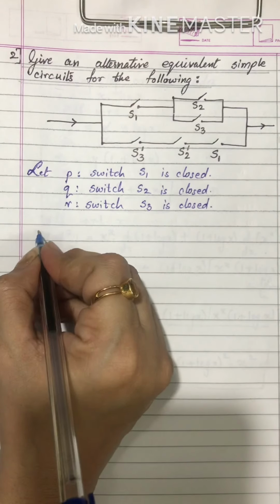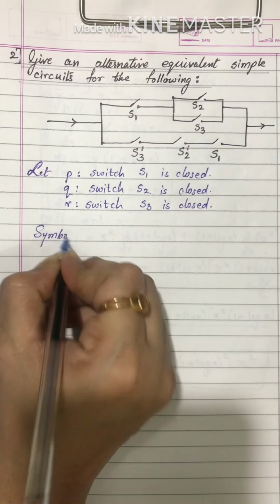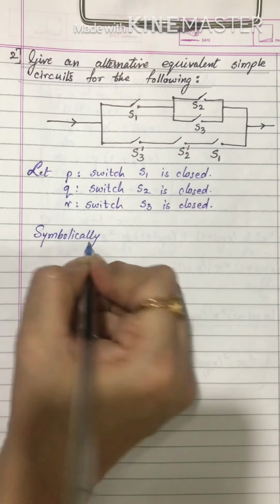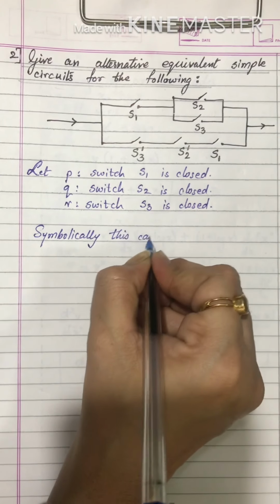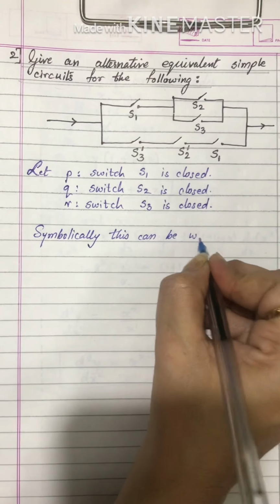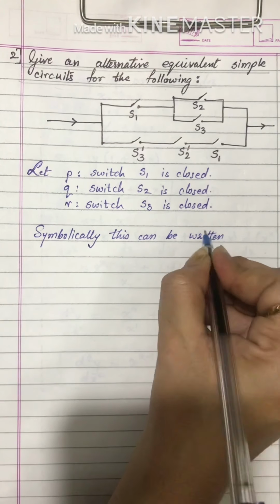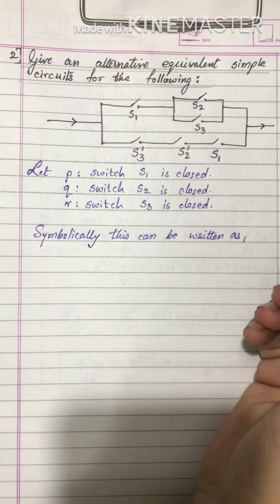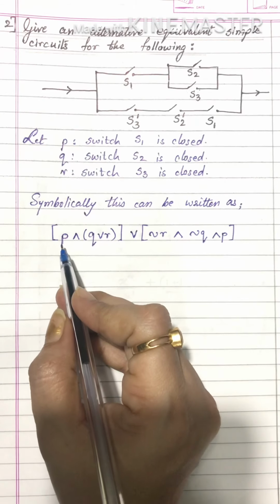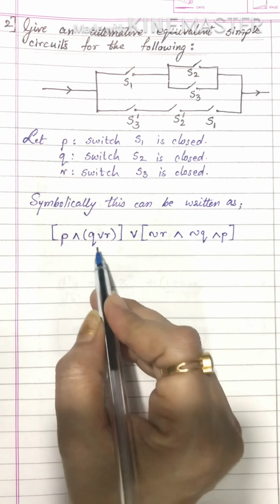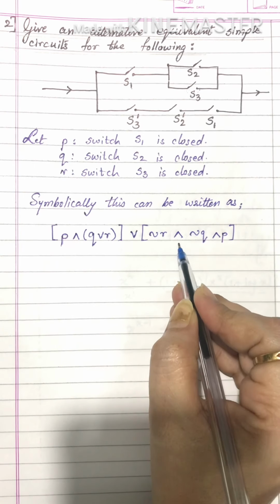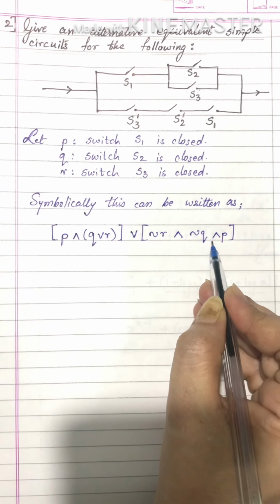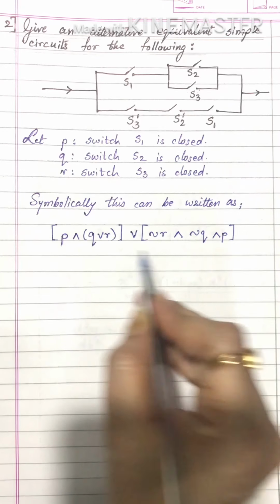Fine. Next we write symbolically, this can be written as P and Q or R, or negation R and negation Q and P. I hope this is understood now.